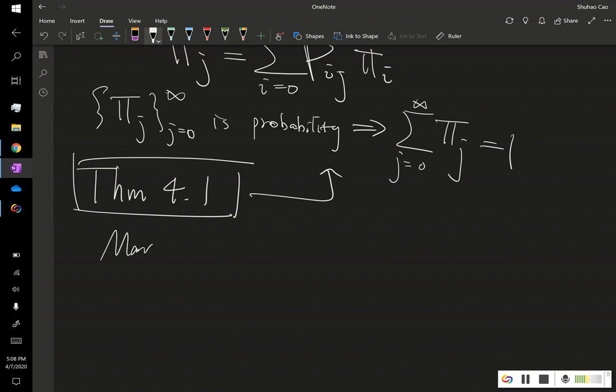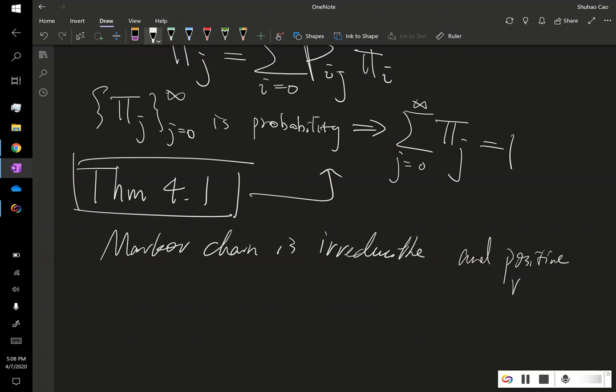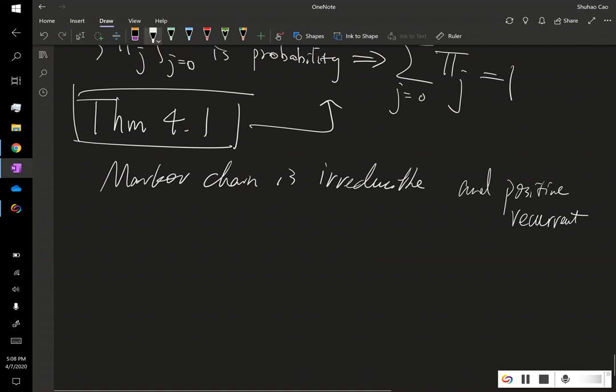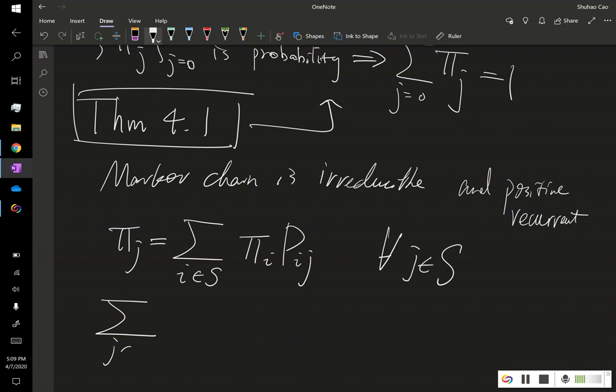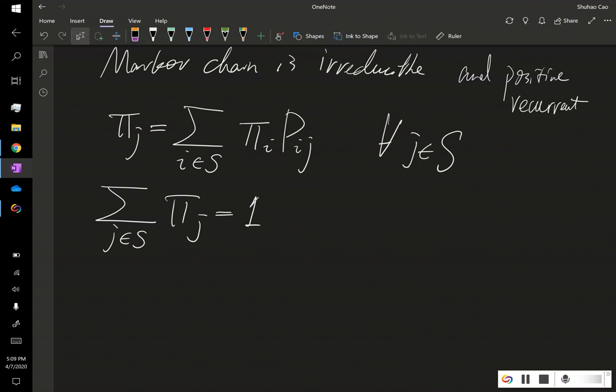As long as this Markov chain is irreducible and positive recurrent, then we have pi j is the sum over i in the state space of pi i multiplied with the one step transition probability P i j, for any j that's in our state space. And that is also, we have to require pi is a probability.